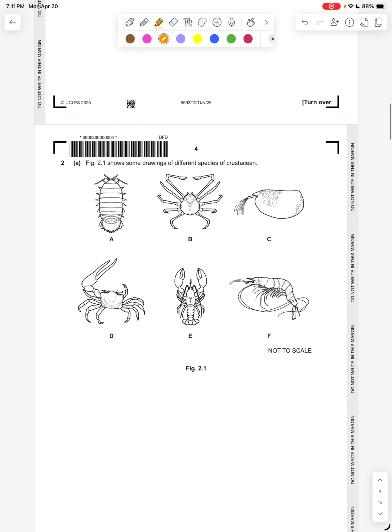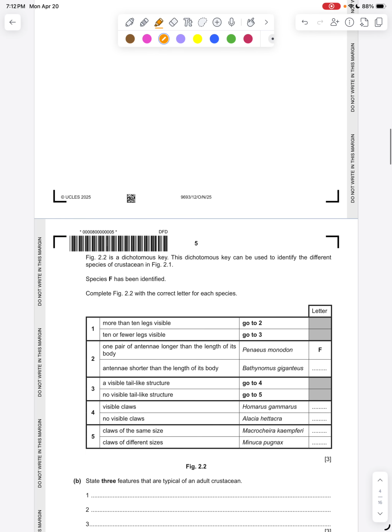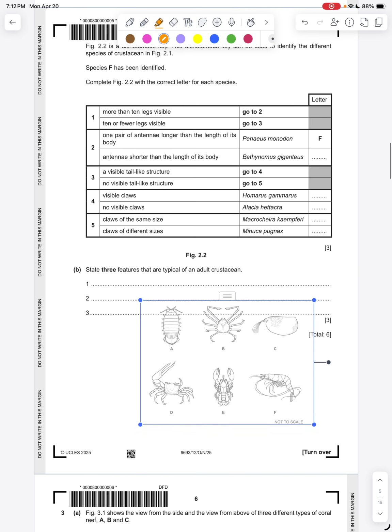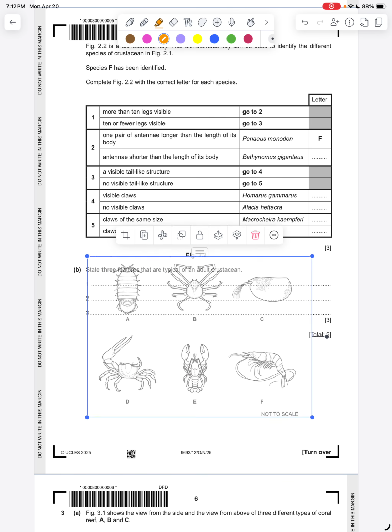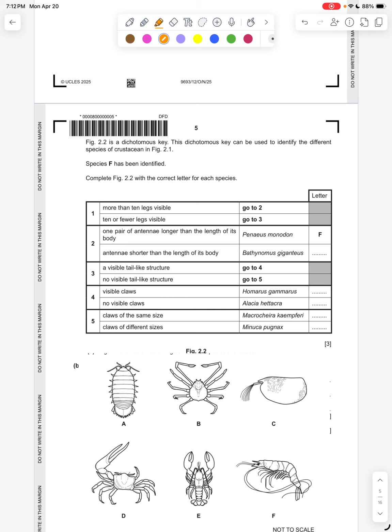We're moving on. A dichotomous key. We see some different drawings of species of crustaceans. I already copied this image and put it down here so we could be able to see it all at once. All right, a dichotomous key can be used to identify different species. They already identified species F for us. Complete figure 2.2 with the correct letter for each species.